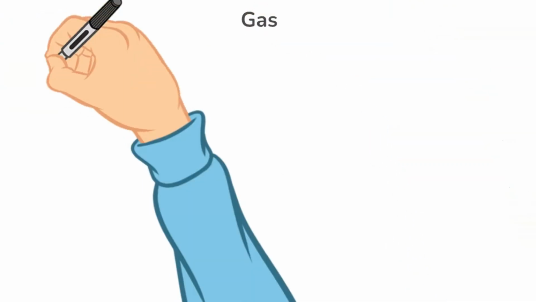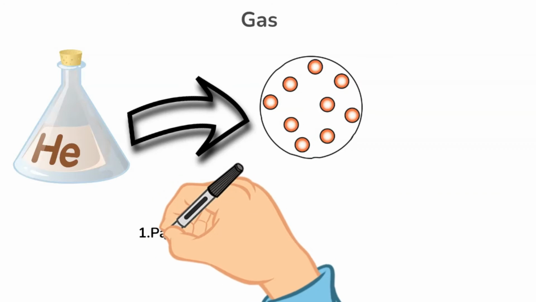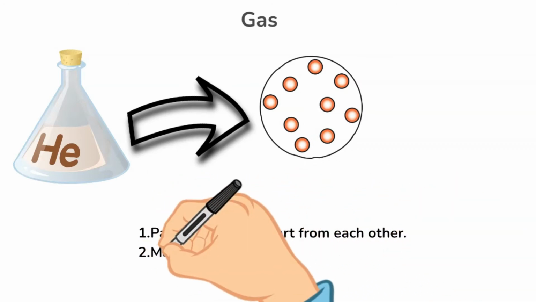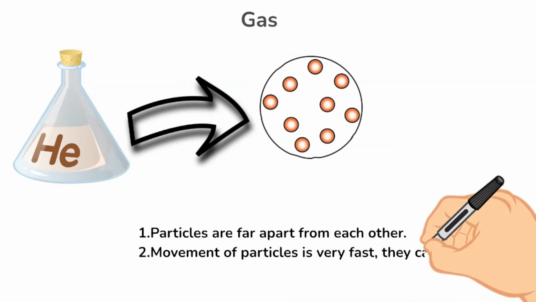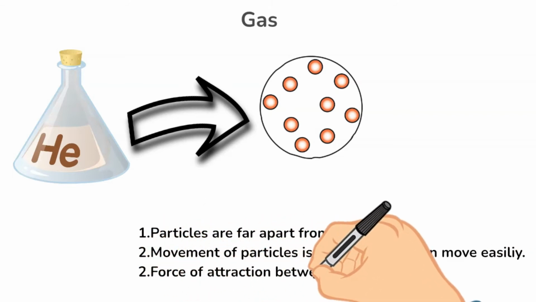In gases, the particles are far apart as compared to those present in solid or liquid states, and their movement is easy and fast. The force of attraction between the particles is very weak. The particles can move from their position easily. The distance between the particles is very large.